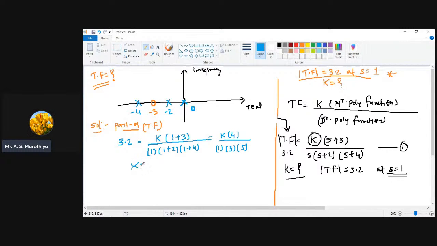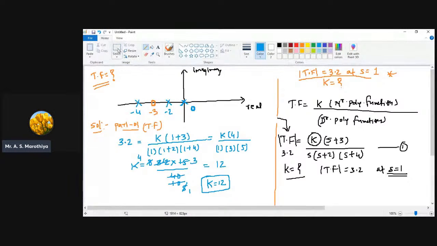Or if you write this as k, I can write this as k equals 3.2 into 5 into 3, this is going to be 15, divided by 4. Or if you solve this, I can write this as 4 tens and 4 eights, 8 fours. Then this is going to be like 4, and then this is going to be 5. This is 5 ones, 5 threes, and finally we have 4 into 3, that is going to be 12. So finally the overall gain of the system is 12 at s equals 1, and the magnitude of the transfer function corresponding to s equals 1 is nothing but 3.2. So instead of writing this k, now what we need to do? We need to replace this k by 12.